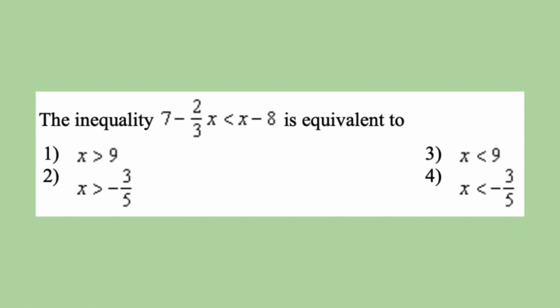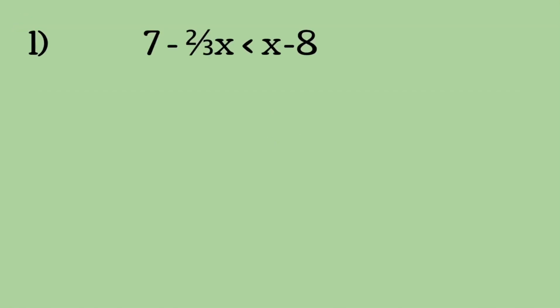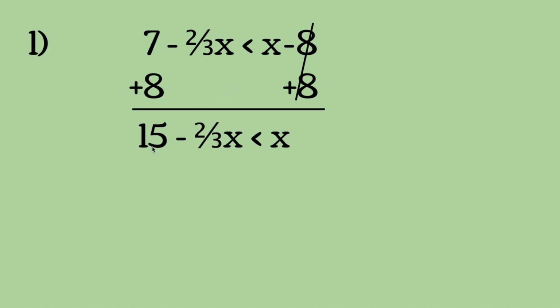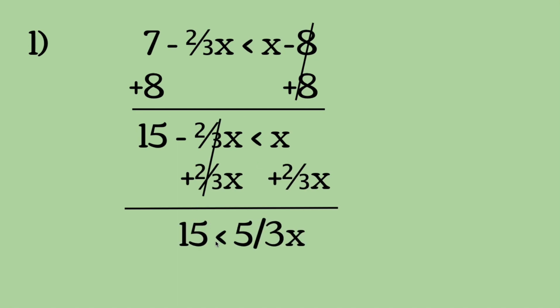Okay, so you should have gotten answer choice 1. So we'll start off with the inequality 7 minus 2/3 x is less than x minus 8. And we're going to add 8 on both sides. And we get 15 minus 2/3 x is less than x. Then we're going to add 2/3 x on both sides. And we get 15 is less than 5 over 3x.